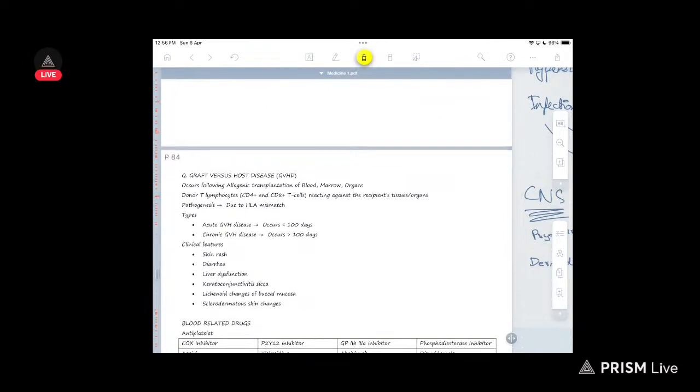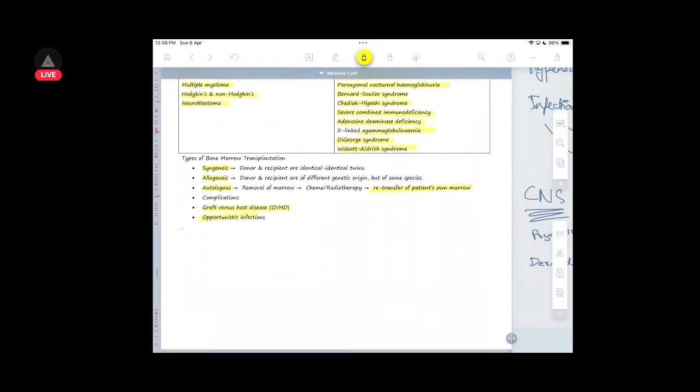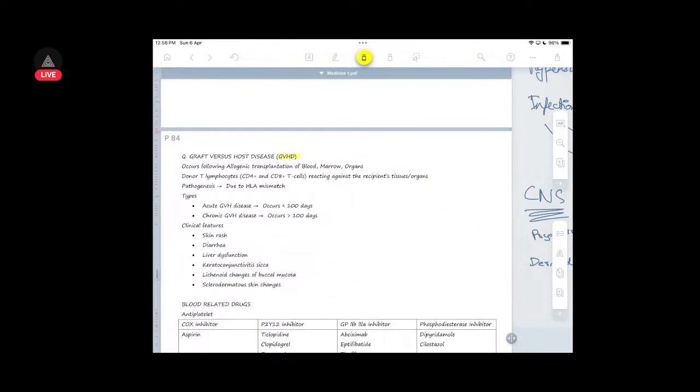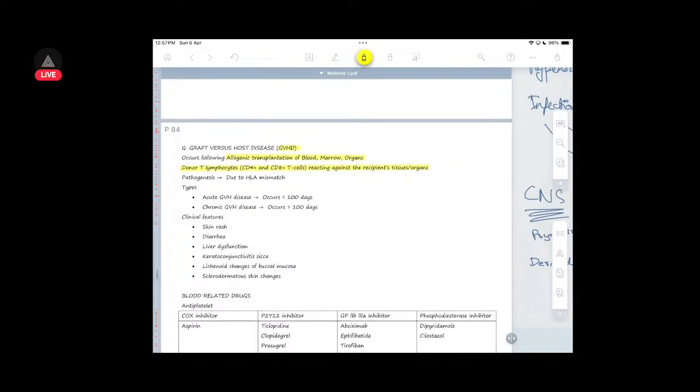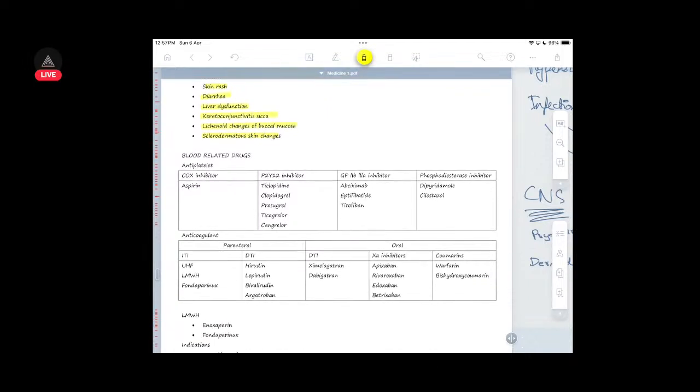So graft versus host disease, GVHD. Here you can see transfusion associated graft versus host disease. It occurs following allogenic transplantation of blood, bone marrow, and organs. Donor T lymphocytes, CD4 plus CD8 cells, react against the recipient's tissue and organs. It is due to HLA mismatch. You have acute, which occurs in less than 100 days, and chronic, which occurs after more than 100 days. You'll have skin rash, diarrhea, liver dysfunction, keratoconjunctivitis sicca, lichenoid changes of the buccal mucosa, and sclerodermatous changes.